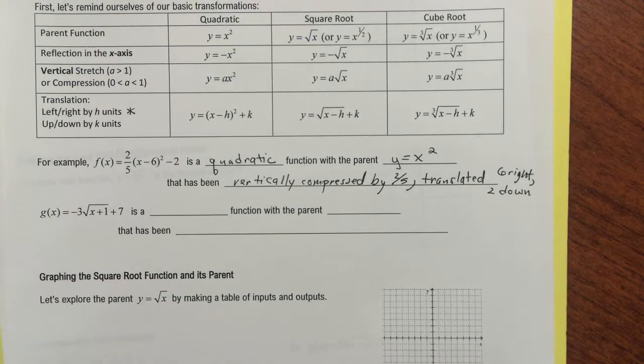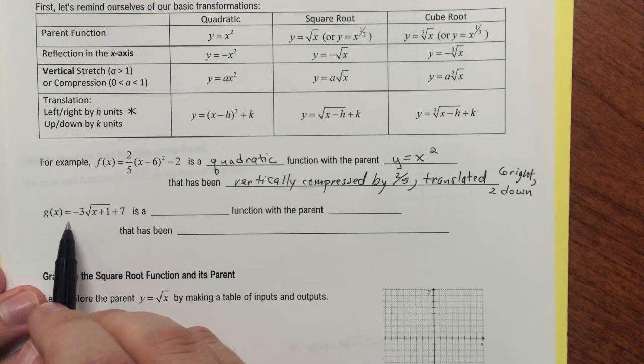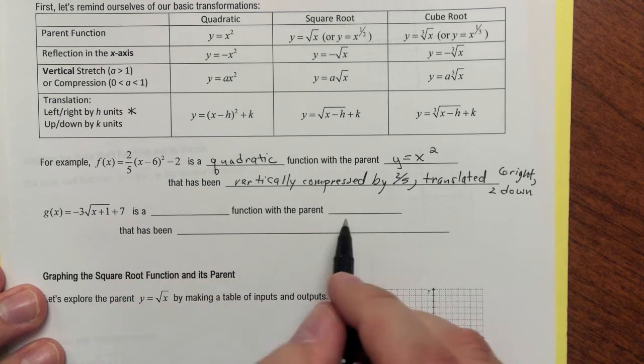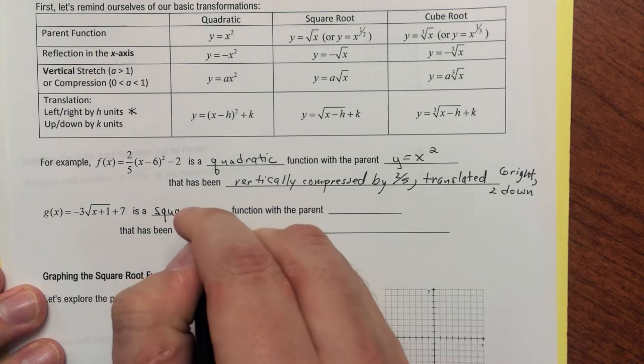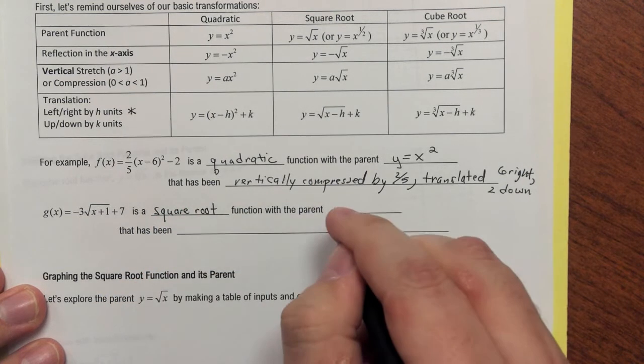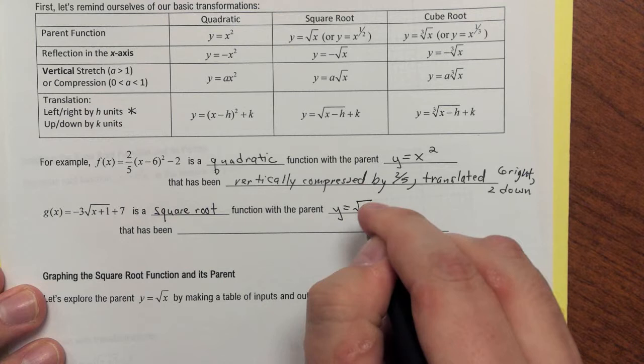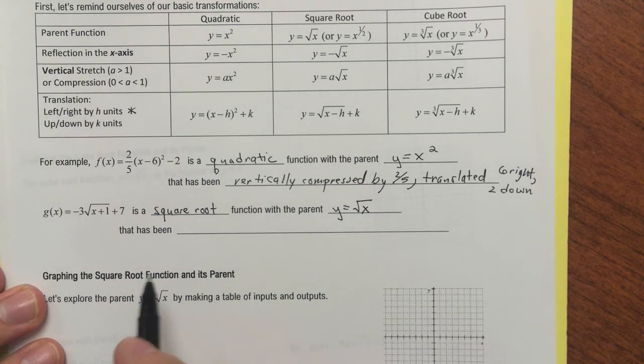This problem right here, again, we're going to talk about a square root function in a second, but the way the transformations work is the same as we have been discussing throughout the year. Let me fill the rest of this out first. This is a square root function whose parent is y equals the square root of x. Now back to the transformations.